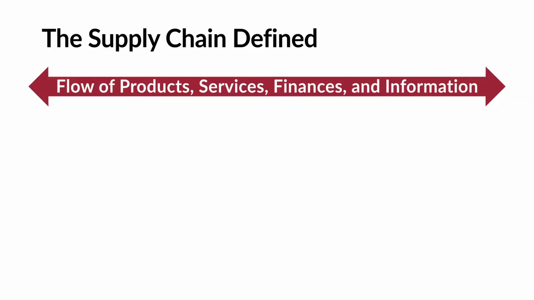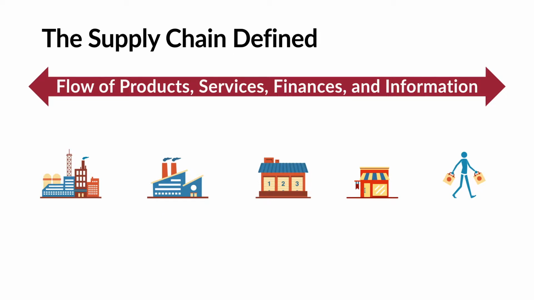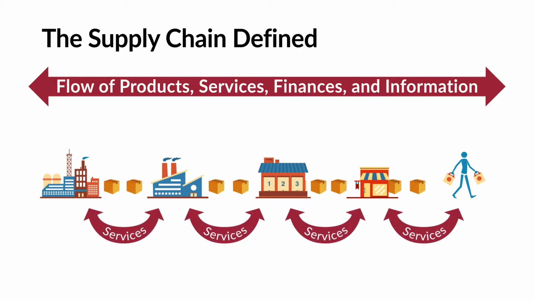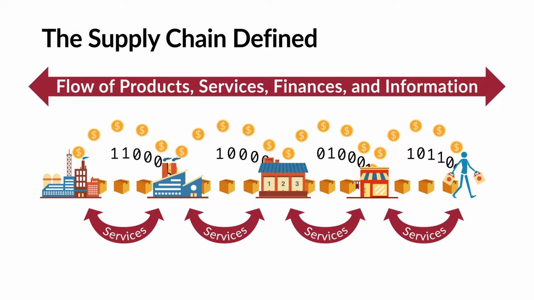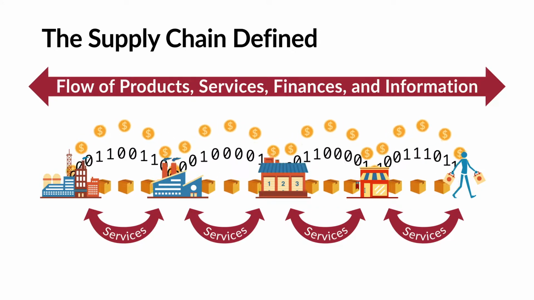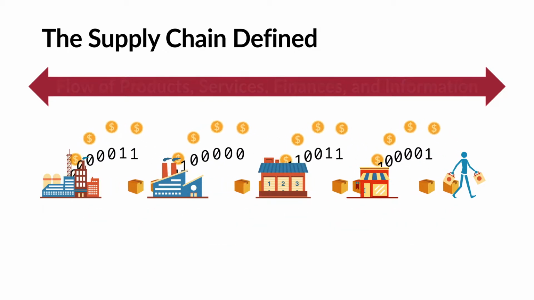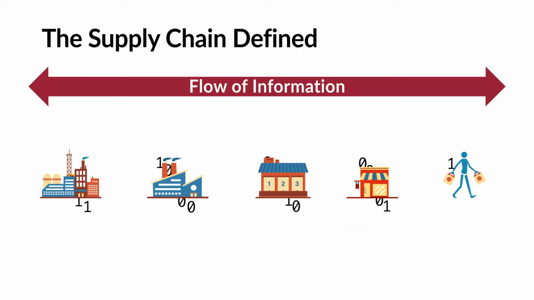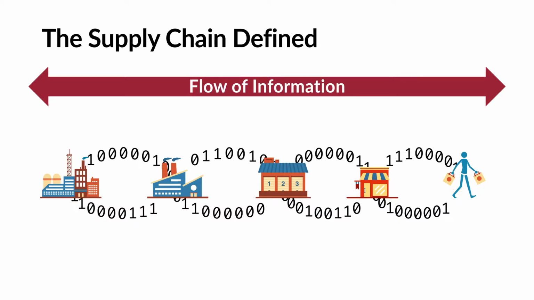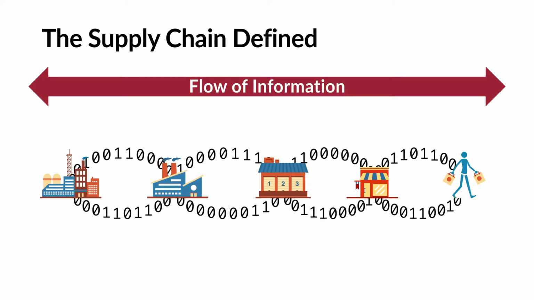A supply chain is a set of 3 or more organizations linked together by 1 or more upstream and downstream flows of products, services, finances, and information from a source to a customer. Now there's a lot packed into that short definition, but for now, let's just focus on the flow of information, or more importantly, the capability to flow information throughout a supply chain.